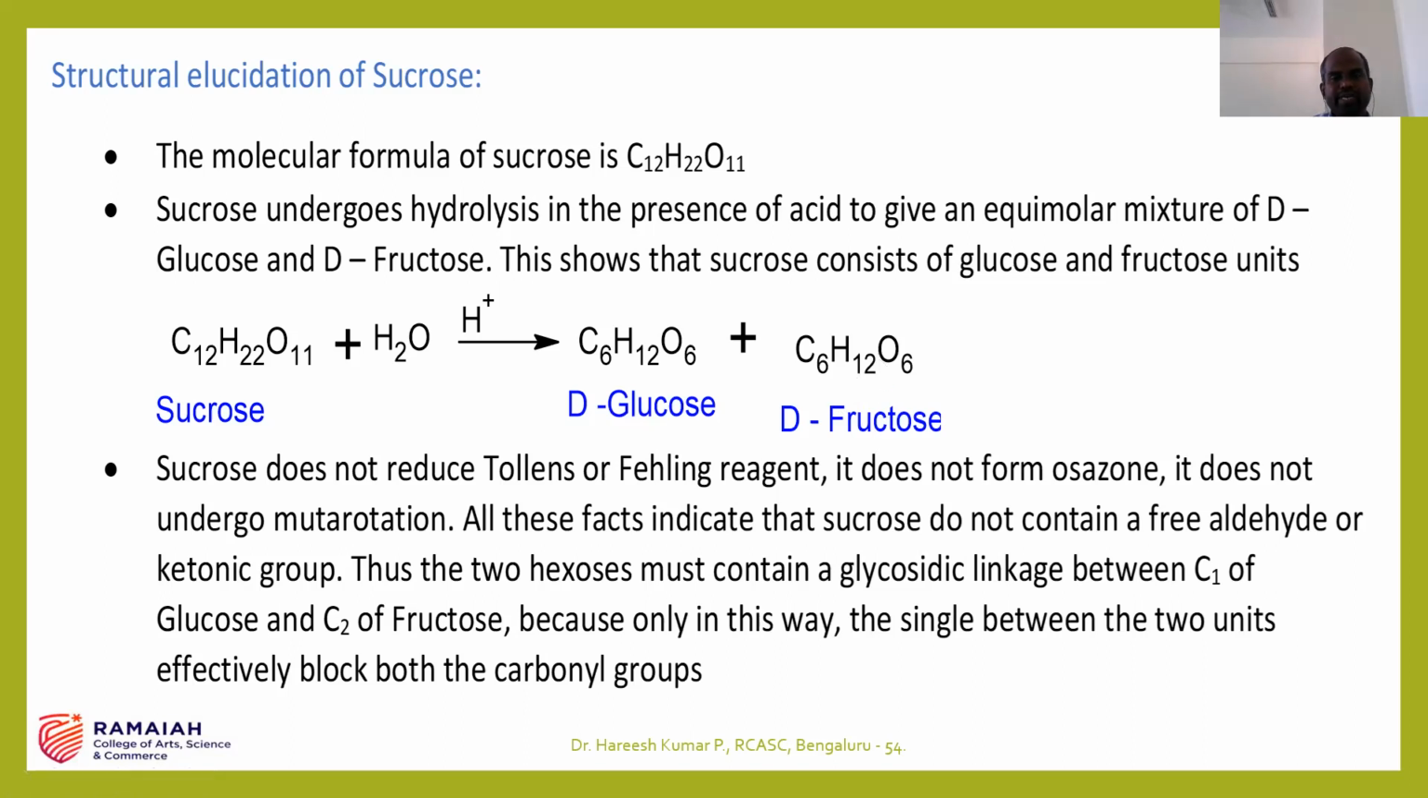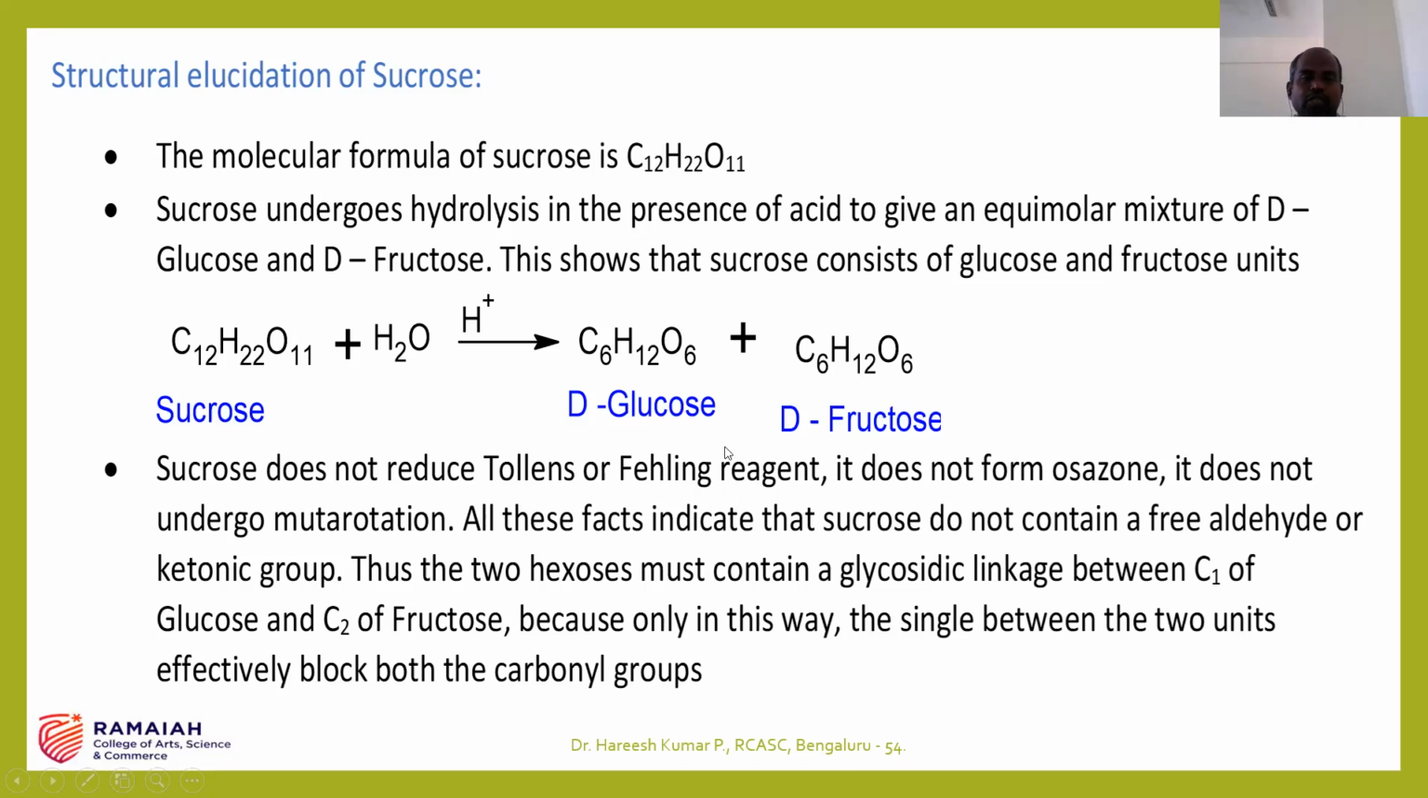So up to this, what did we learn? We learned that the molecular formula of sucrose is C12H22O11. Sucrose on hydrolysis gives two products called D-glucose and D-fructose. It indicates that sucrose is formed by the combination of D-glucose and D-fructose. When sucrose is treated with Tollens reagent, it does not give a silver mirror. When sucrose is treated with Fehling's solution, it does not reduce, as there is no aldehyde or ketone present in the sucrose.